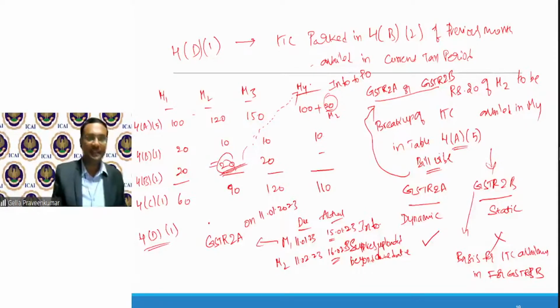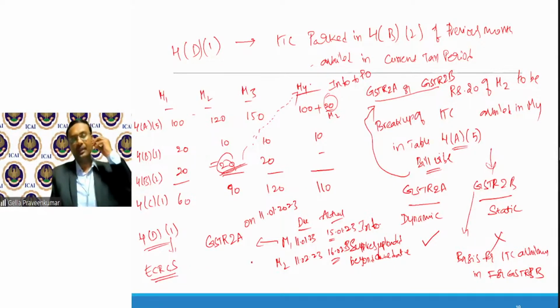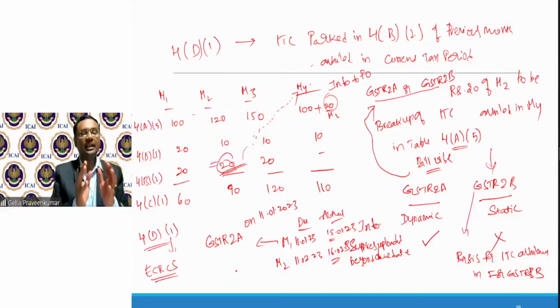Now, this form is named as Electronic Credit Ledger Reclaim Statement. There is a new form which came into the picture, Electronic Credit Ledger Reclaim Statement. Now, this is a new statement which needs to be updated for the purpose of 4D1.